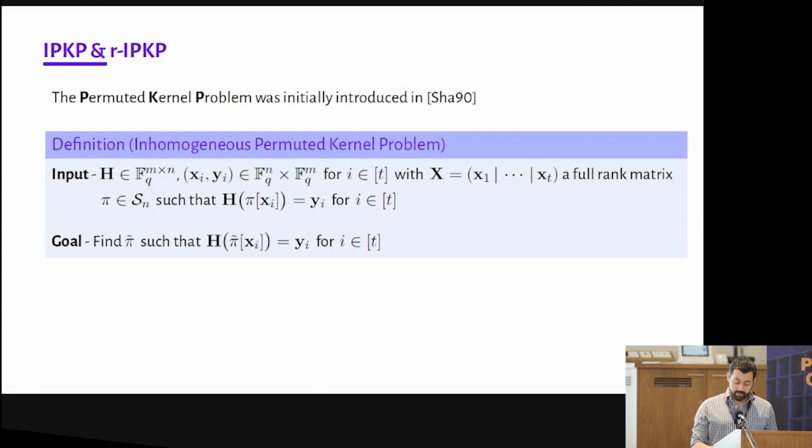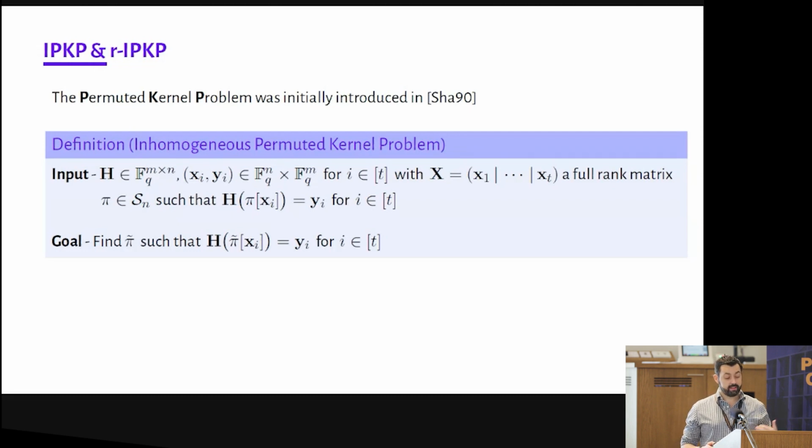Let's say we have an m times n matrix H over F_q, and we have some pairs of vectors x_i, y_i. Along with this, we take a permutation, and we want the following property to hold, namely the product from the matrix H to pi of x_i is equal to y_i, and this has to hold for all the t pairs of vectors we are considering. And the PKP problem asks an adversary to find a matching permutation for this.